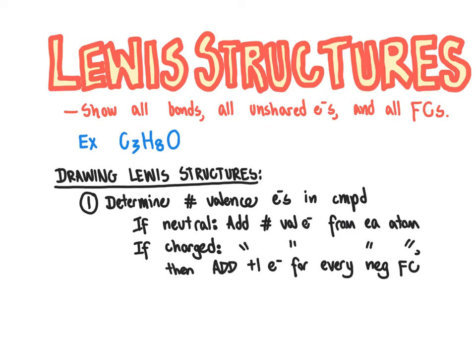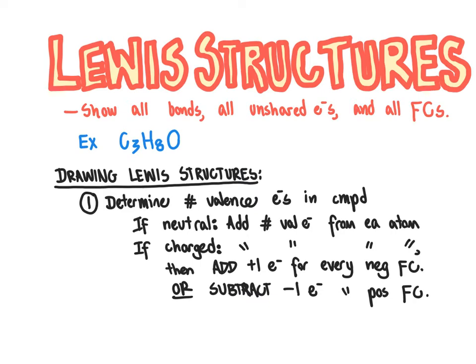And on the other hand, if we have a positive formal charge, a positive net charge, then what you're going to do is subtract 1 electron for every positive formal charge. So in other words, if the net charge on the ion is +2, that means that you're going to be subtracting 2 electrons from the overall count.